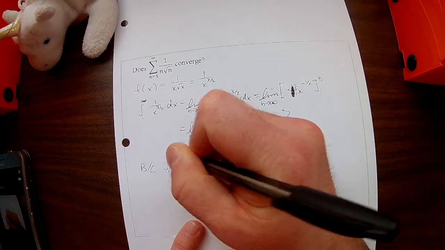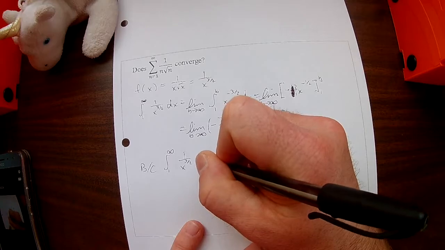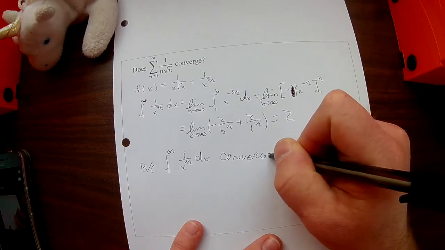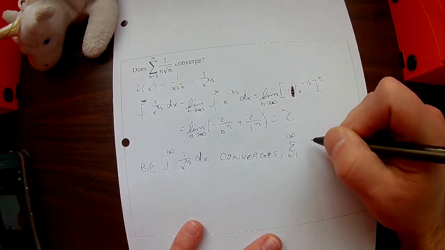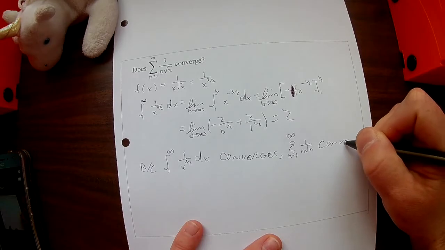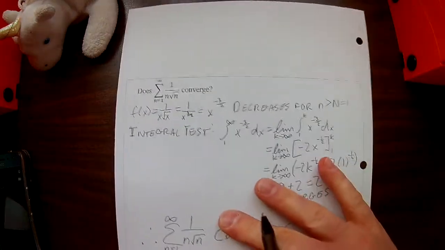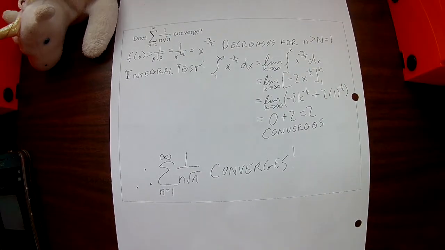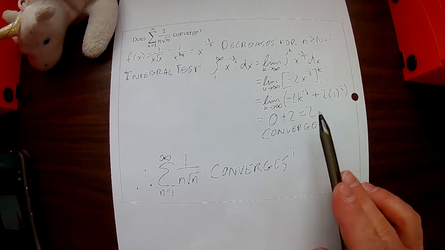Because the integral from 1 to infinity of 1 over x to the 3/2 dx converges, the summation from n equals 1 to infinity of 1 over n root n converges as well. Here it is a little bit better organized. Now, one thing to point out here is it doesn't matter what it converges to as long as it converges.